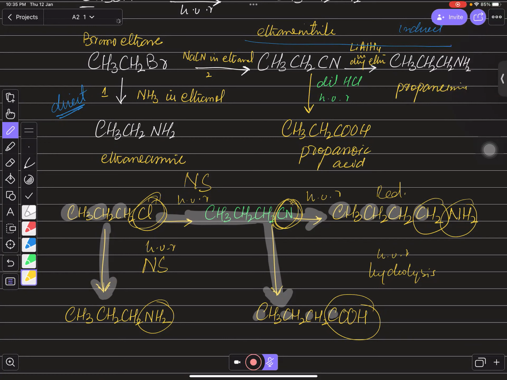And the reagents are different over here. If you want to use you can use NH3 in ethanol, you can use NaCN in ethanol. Over there you need to use dilute HCl or dilute H2SO4 or aqueous NaOH or aqueous KOH, any one of them, right? And over here you need to use LiAlH4 in dry ether. Is that clear, every one of you?